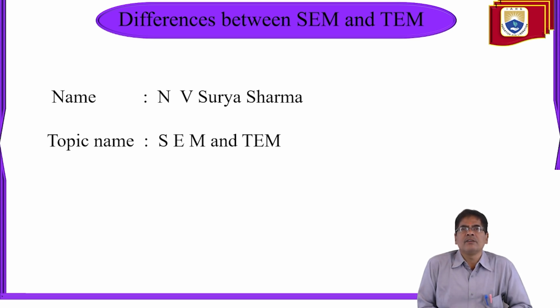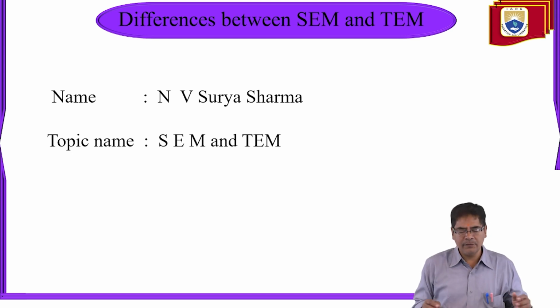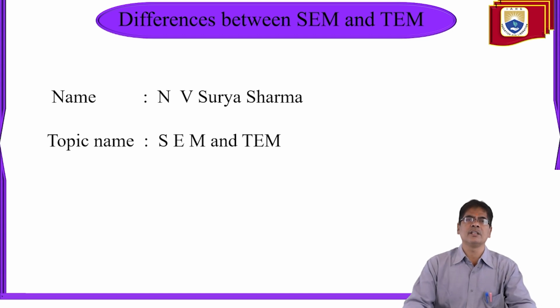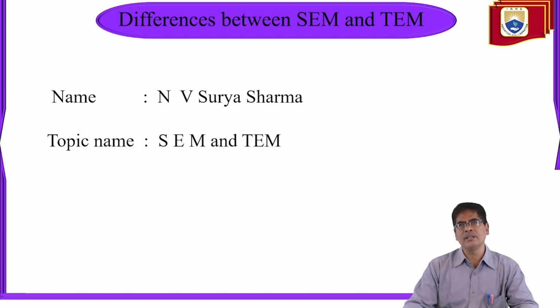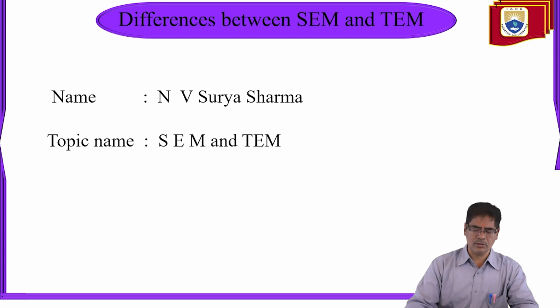After that we have seen certain characterization tools: the X-ray diffraction technique, scanning electron microscopy, and transmission electron microscopy. We have also seen neutron diffraction, STM, SPM (scanning probe microscopy), scanning tunneling microscopy, and scanning capacitance microscopy, SCM. Like that, we have seen different mechanisms and tools for characterization. So in today's lecture, we will see the differences between scanning electron microscopy and transmission electron microscopy.